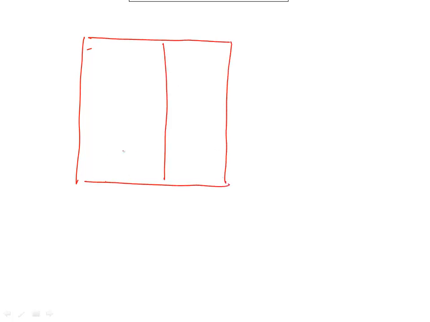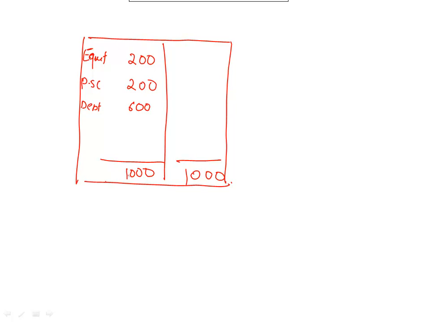And this organization has got total capital of 1000. It has got total assets of 1000. This capital is made of three parts. They have equity here, which is 200. They have preference share capital here, which is 200, and they have this debt, or loan, which is 600. So that's how their total capital is 1000.